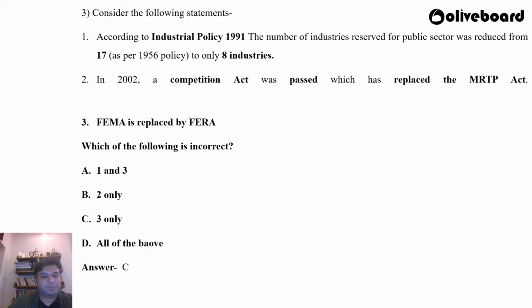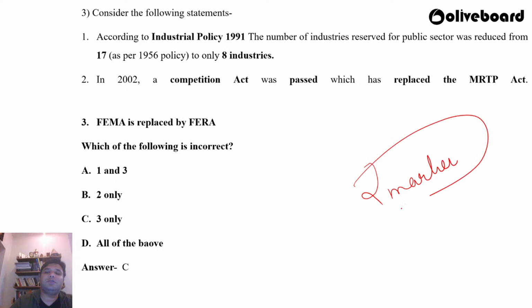Hello, Prashant. So what do you think is the correct answer? Again, this looks like a question which is basically based on your factual understanding of the topic. Statement 1: according to the Industrial Policy 1991, the number of industries reserved for public sector was reduced from 17 as per the 1956 policy to only 8 industries. In 2002, a Competition Act was passed which has replaced the MRTP Act. Statement number 3, FEMA was replaced by FERA. Which of the following statements are incorrect?